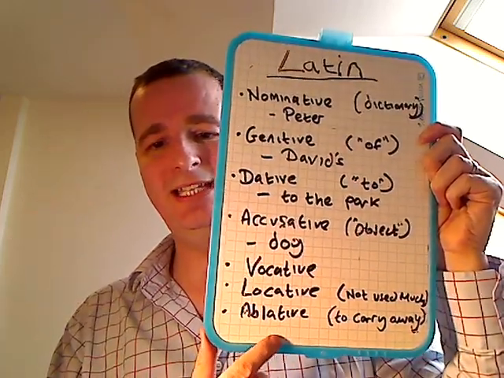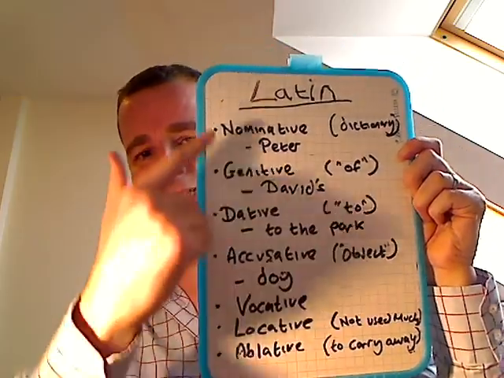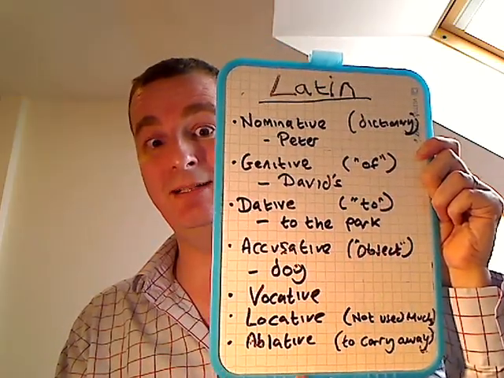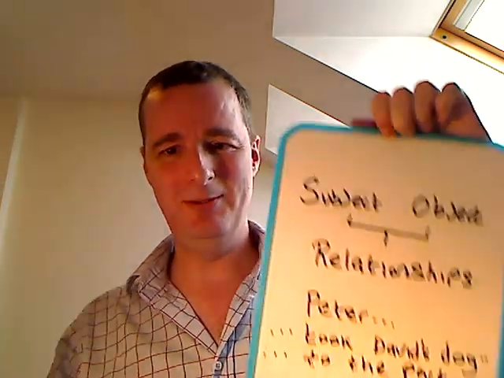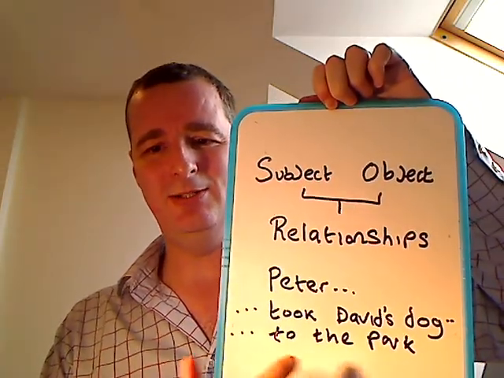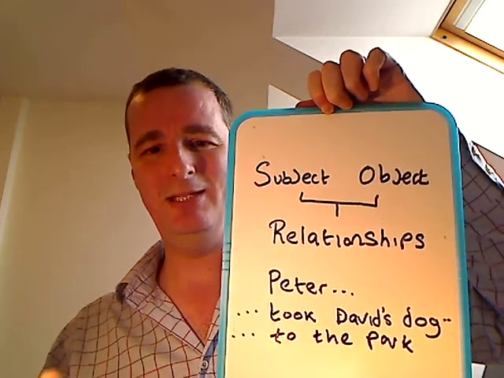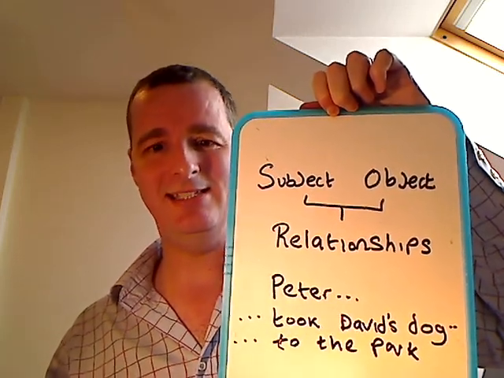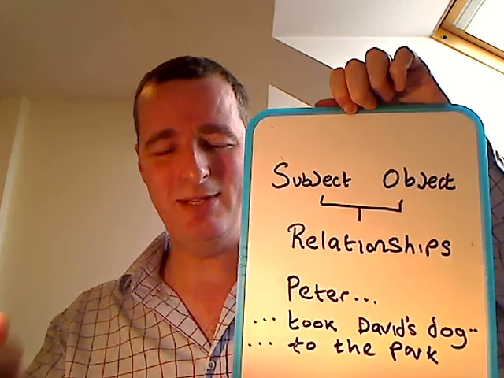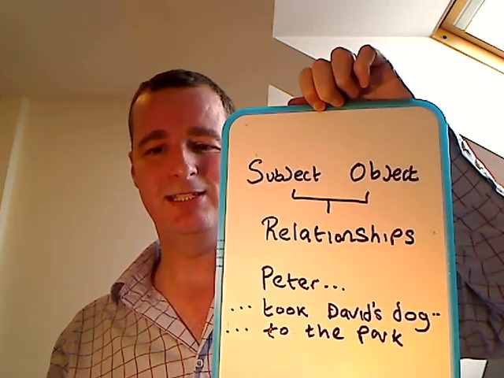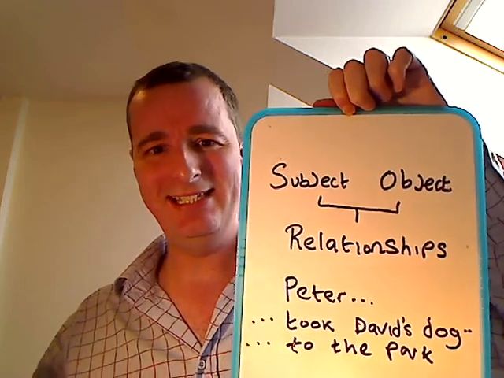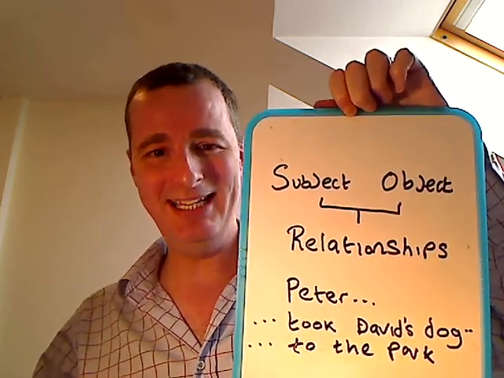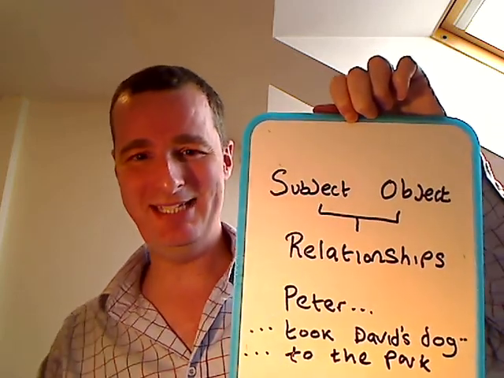There's one on here that's in Czech, so it doesn't have ablative, but it has all the others, but it also has instrumental. And that means accompaniment. So Peter took David's dog to the park with Mary. Mary would then be in the instrumental case. And it can also mean the instrument by which something is accomplished. So Peter took David's dog to the park with a leash. They're not just taking the leash there, so they have companionship. The leash is around the dog's neck to enable it to be taken to the park.